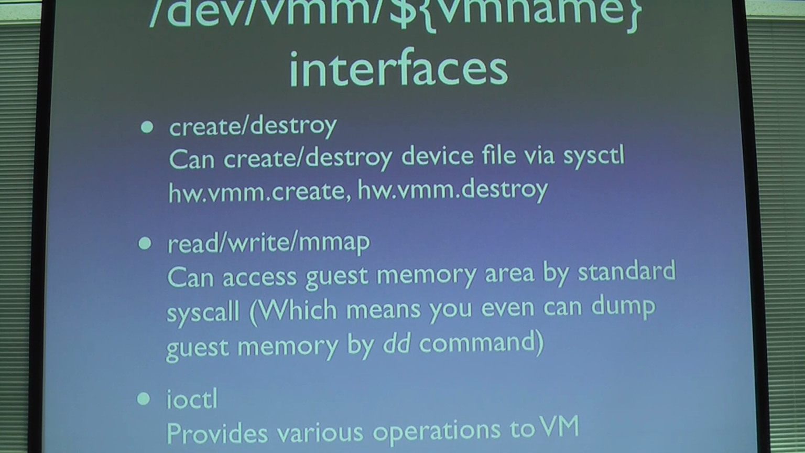And also you can access this device file via standard syscall like read, write, mmap. You can access guest memory area using this system call. And it means you even can dump whole guest memory by dd command, or you can write memory by dd command.